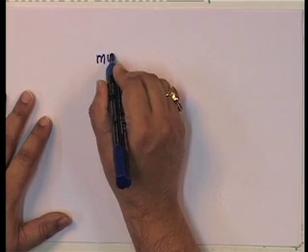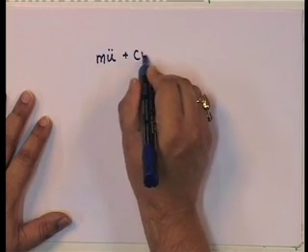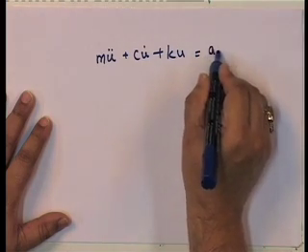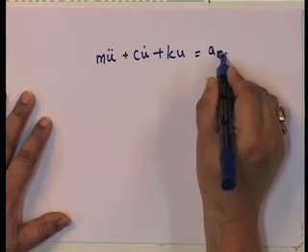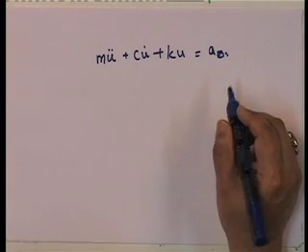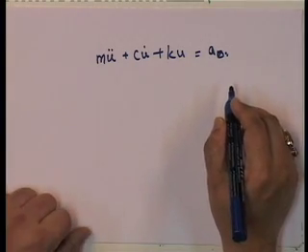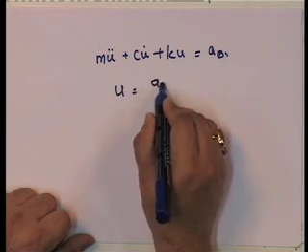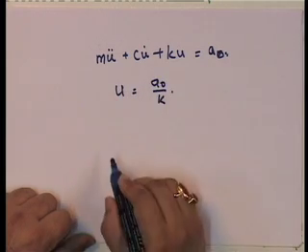M u double dot plus C u dot plus K u is equal to A 0. And I want only the steady state solution; remember, steady state solution is the particular solution. What is the particular solution? U particular solution is A 0 upon K.